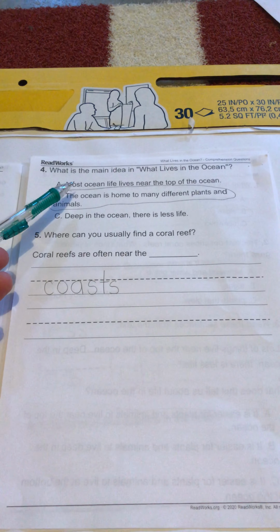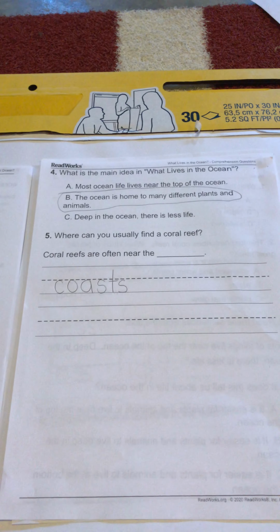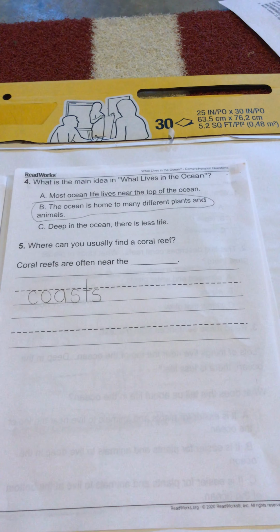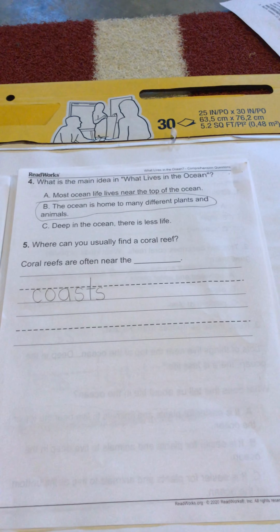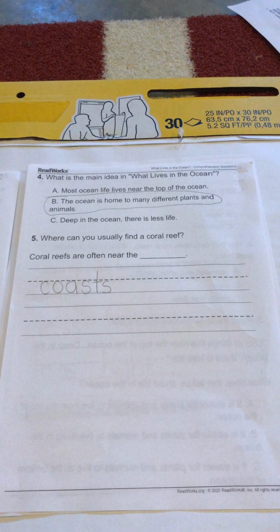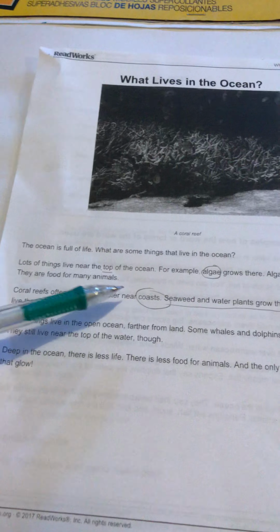Most ocean life lives near the top of the ocean. That was a little part of our story, but it wasn't the whole thing. And deep in the ocean, there is less life. That was just one sentence from the story. It was just a detail. It was not the whole thing. The whole thing was about that it has many different plants and animals living there. Where can you usually find a coral reef? Coral reefs are often near the coast.